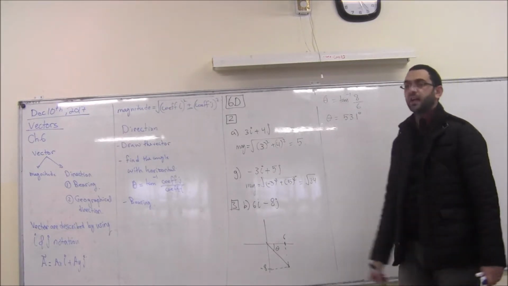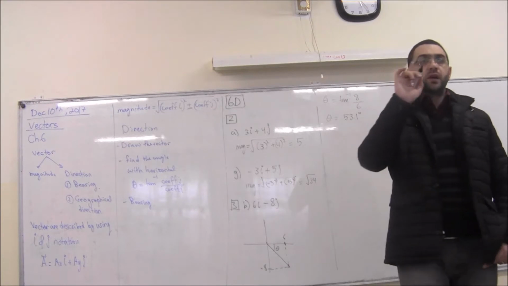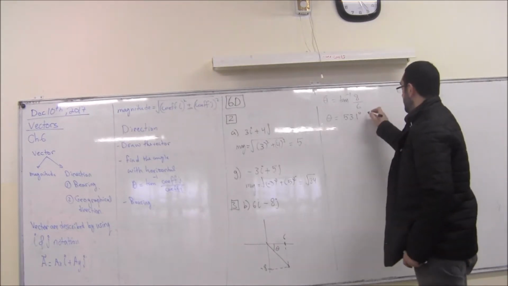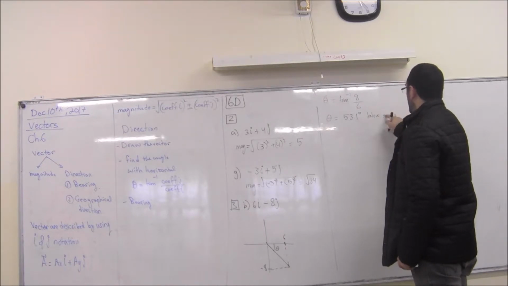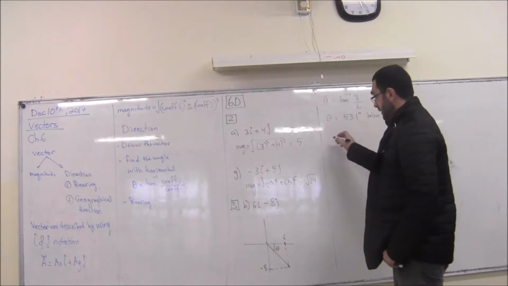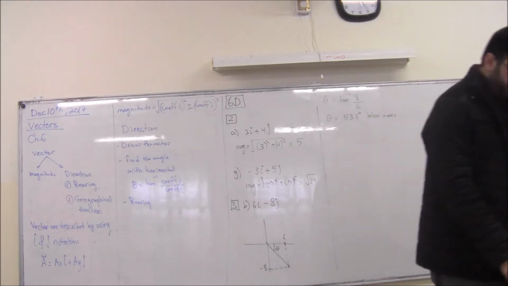So theta equals 53.1 degrees. This is an angle, not a bearing. We have to write that it is below the positive x-axis. Below what? The x-axis.